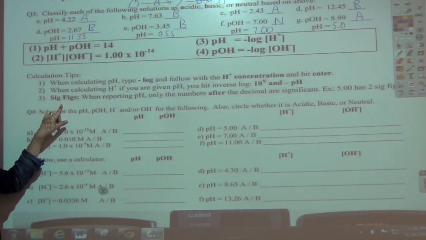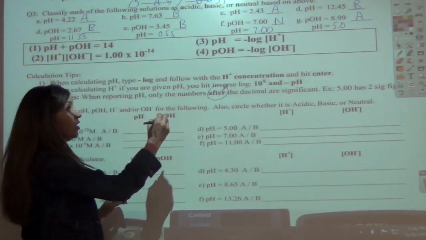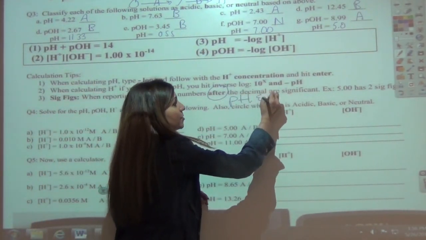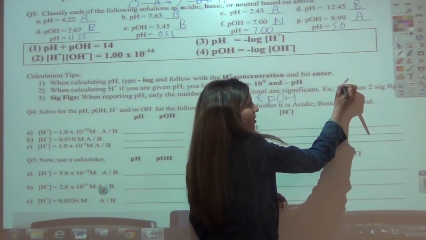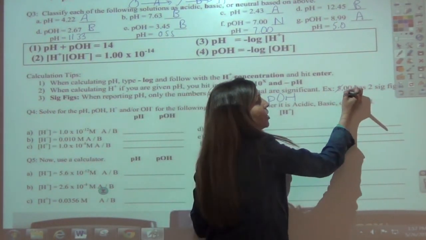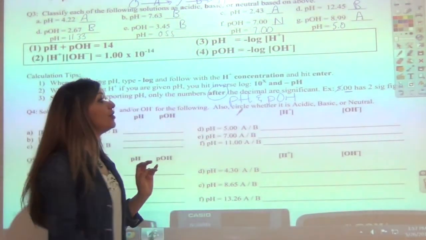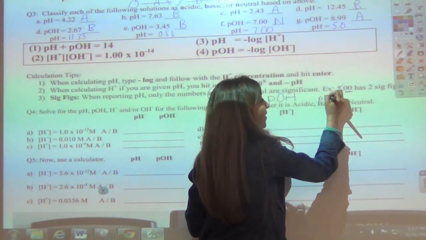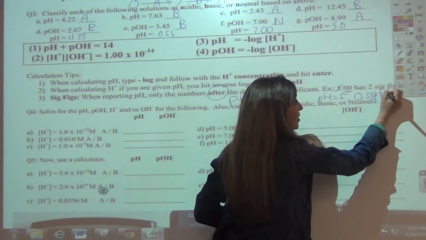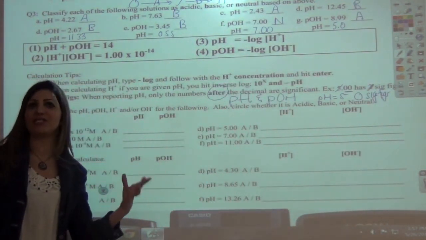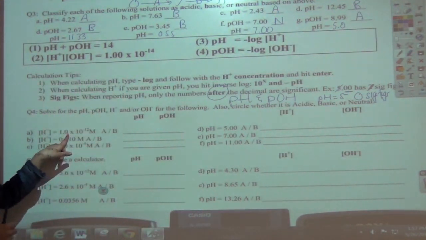Sig figs. When you're reporting pH, only the numbers after the decimal are significant. Only for pH and pOH. In other words, if you see something like 5.00, that doesn't count for sig figs. Only the numbers after the decimal count, so that only has 2 sig figs. So if I said pH equals 5, how many sig figs is that? 0. So it would actually be incorrect to say that pH is 5, unless you were saying it's an infinite number of sig figs. Okay?